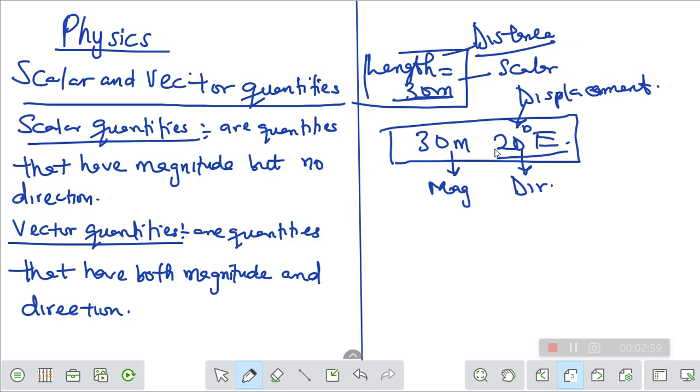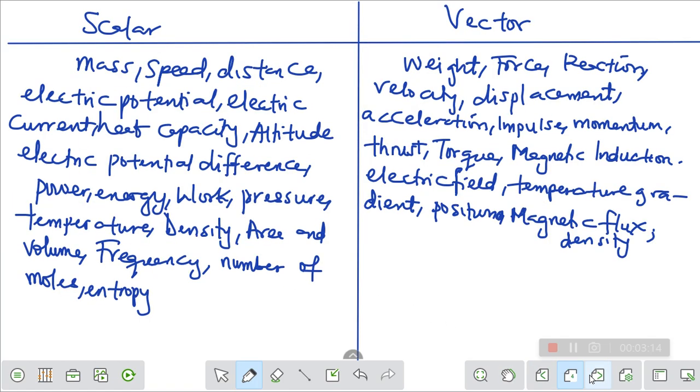Scalar quantities are the quantities that have magnitude but no direction. Vector quantities are quantities that have both magnitude and direction. So let's go to the examples of scalar and vector quantities. This is very simple, yes, but please try to know all the examples under each one, because when you start doing questions, you'll be surprised that it is very important.